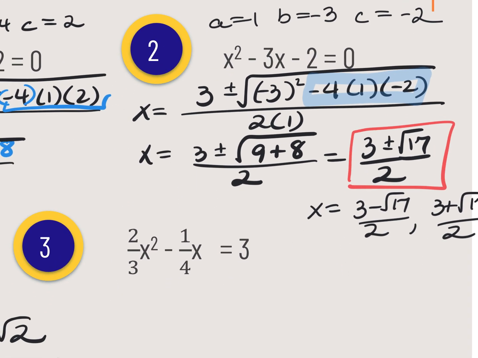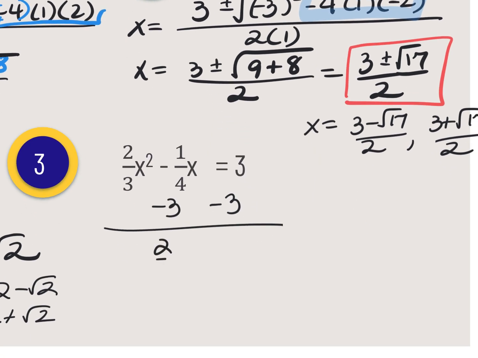Now, the next one, we need to clear the fraction. I also need to put it in standard form first. If you try to put fractions into the quadratic formula, you're going to have a nasty mess. Do not try to use fractions in the quadratic formula. Clear the fraction first. First step is to put it in standard form. So I need to subtract the 3, and I get 2/3 x squared minus 1/4 x minus 3 equals 0.